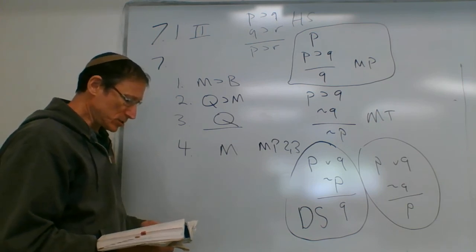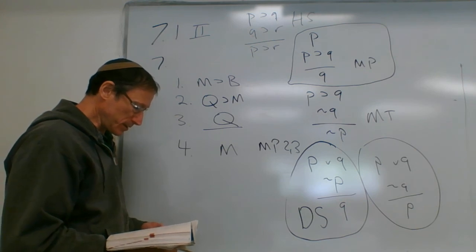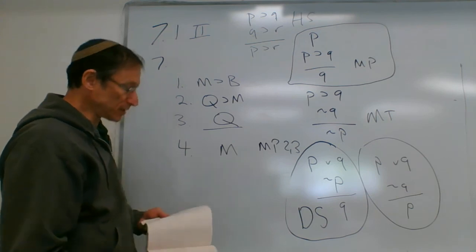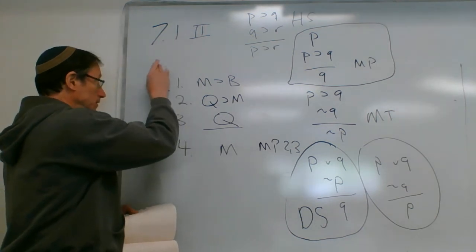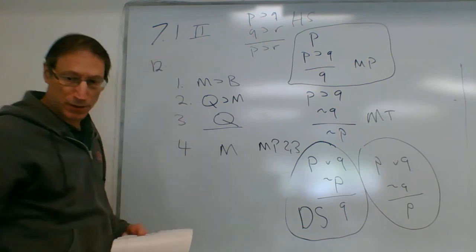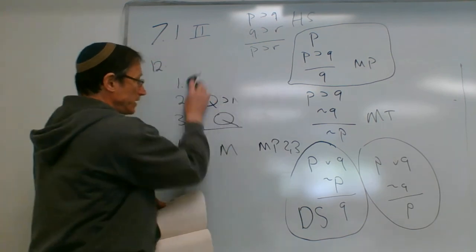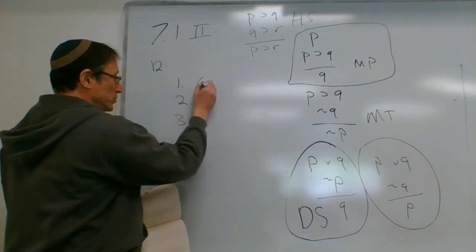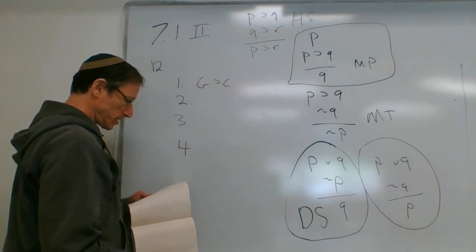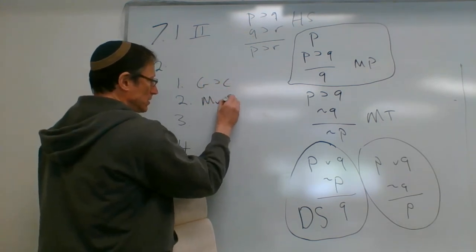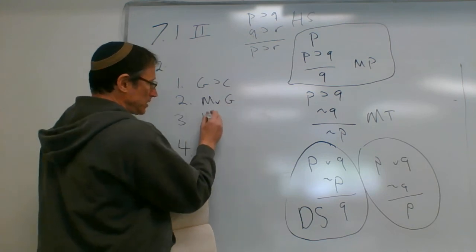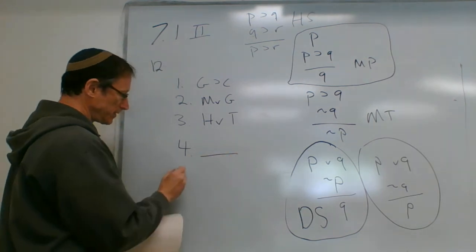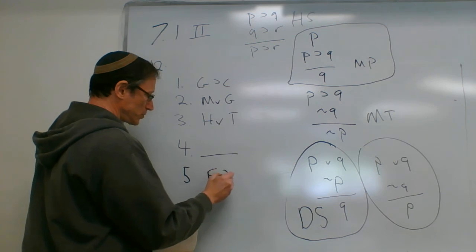Okay, let's try something maybe a little bit more complicated and confusing. I'll skip down to number 12. Here's number 12. We have G horseshoe C. We've got M wedge G. We've got H wedge T. Blank, that's what I'm looking for. And 5 is F horseshoe.